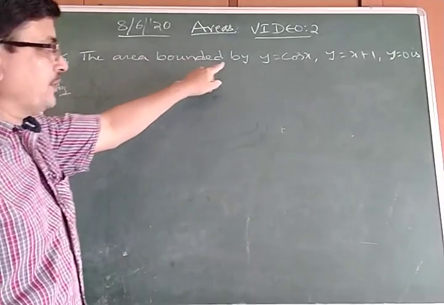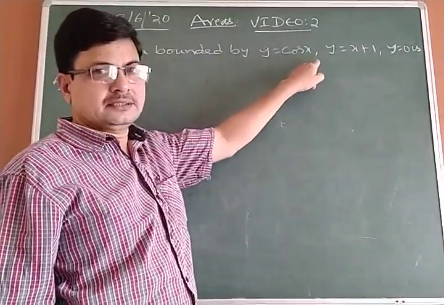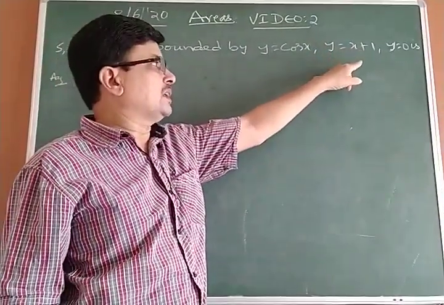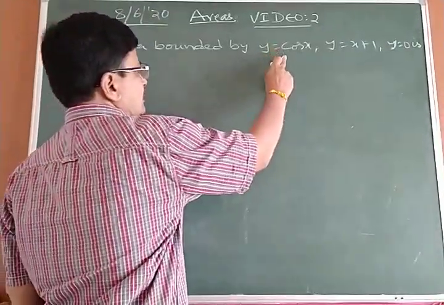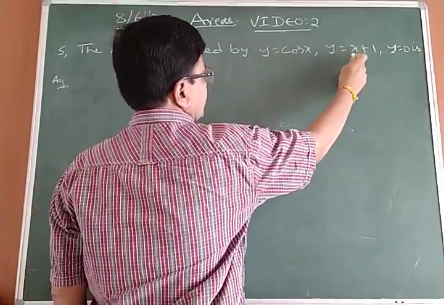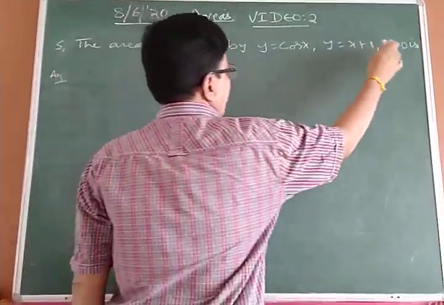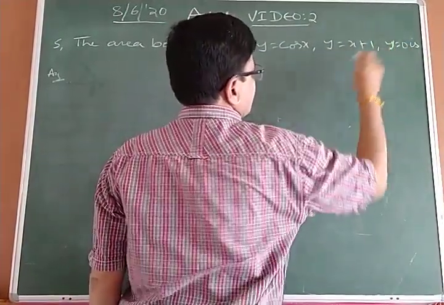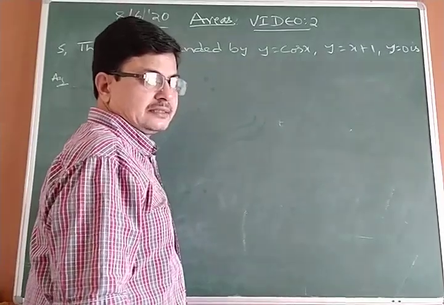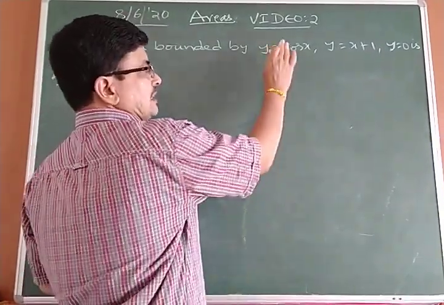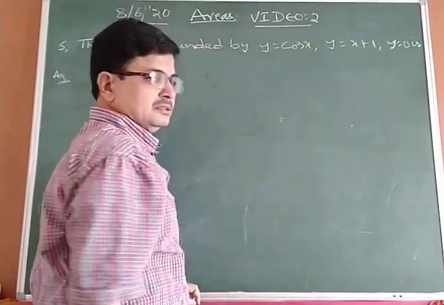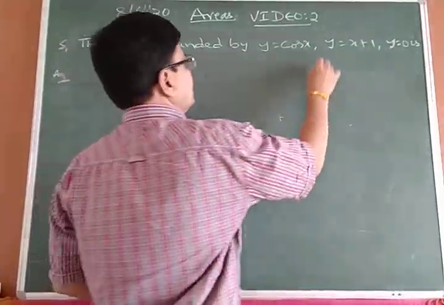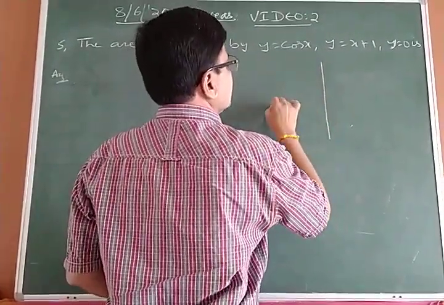The area bounded by y is equal to cos x, y is equal to x plus 1 and y is equal to 0. That means the area of the curve and the given line y is equal to x plus 1, on the x-axis, y is equal to 0. Find the area bounded by the curve cos x and x plus 1 on the x-axis. So that's why we're taking a diagram.